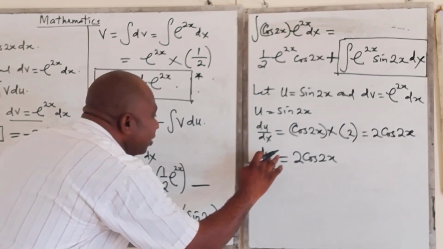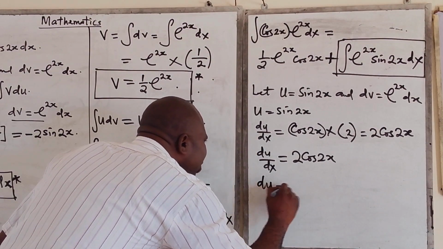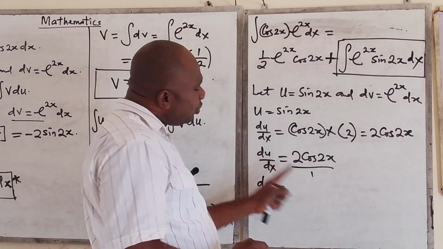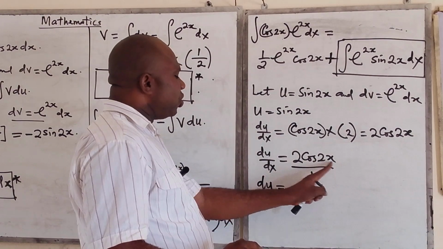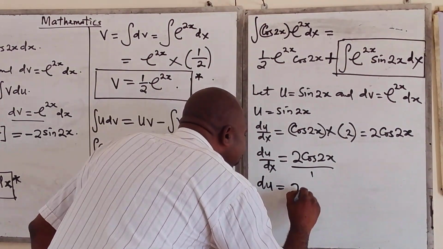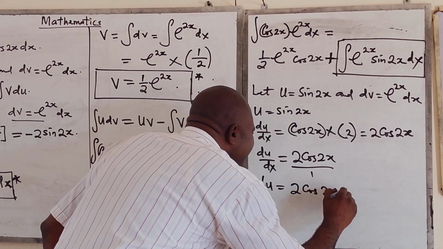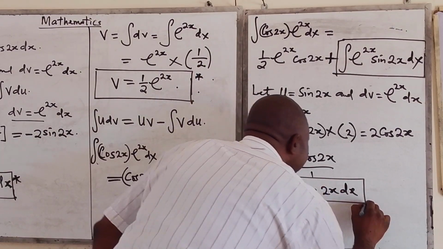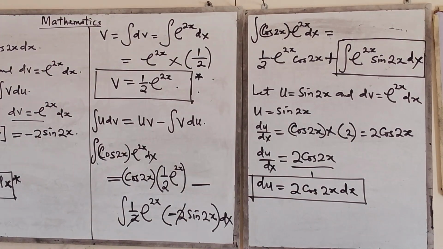So it means that the value of our du will be equal to, when you cross multiply, because this is the same as saying over 1, du times 1 is du, and 2 cos 2x times dx gives us 2 cos 2x dx. Now let's take note of this again. Yes, this is the value of our du.